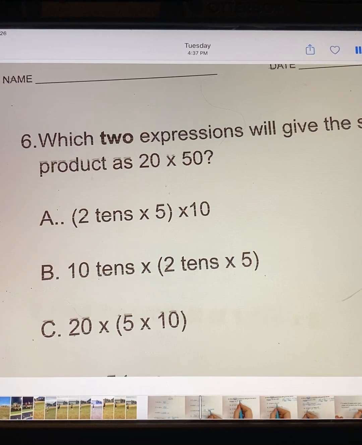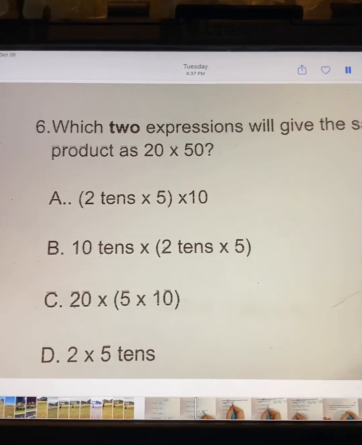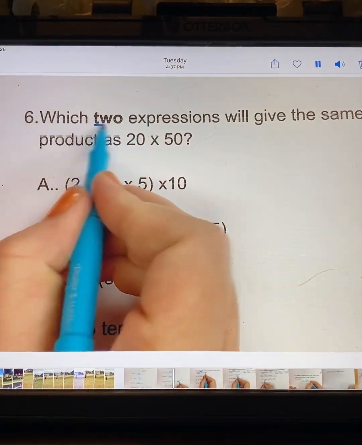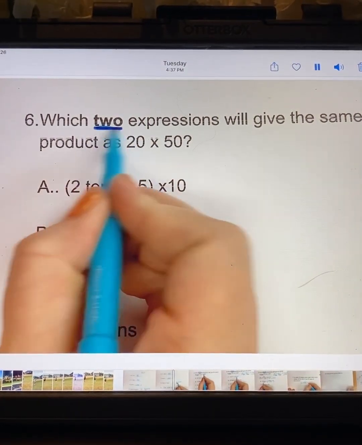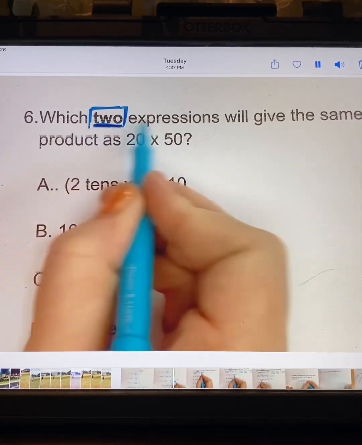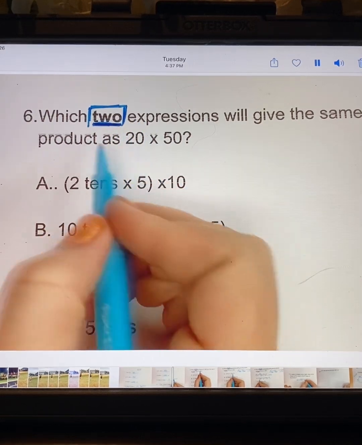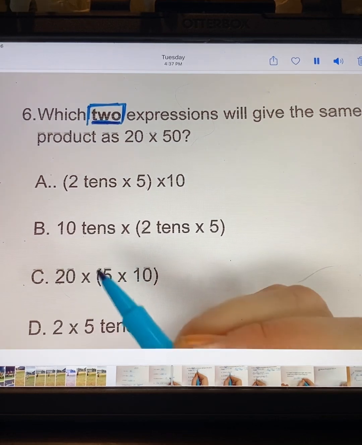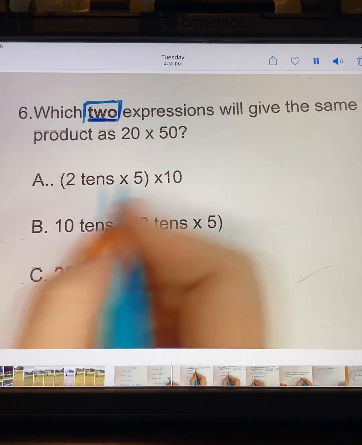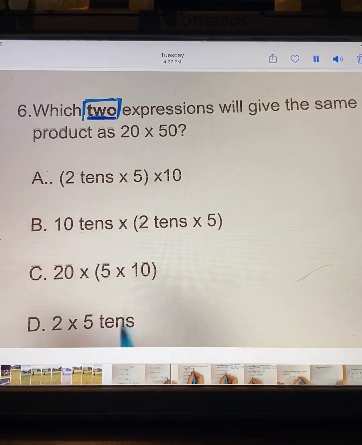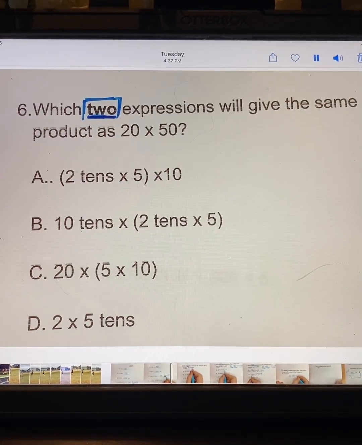All right, let's look at this next one. It says, which 2 expressions will give the same product as 20 times 50? Now, again, a lot of times when you read your questions, you don't remember 2. We're looking for 2 expressions here, not just 1. So make sure you read your questions, and if it tells you you need 2, then you need to pick out 2. Okay, and these are just expressions down here because they don't have what they're equal to. There's no equal sign. So it's not an equation, it's an expression.